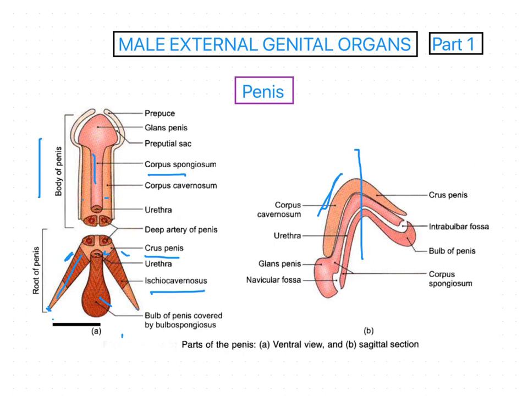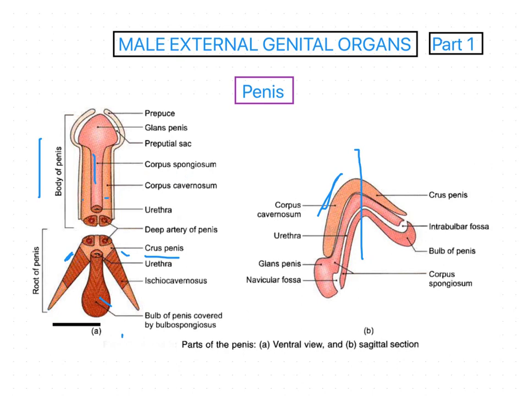So this one, the body of the penis is a cylindrical and pendulous flaccid organ measuring 7.5 to 10 centimeters in length. When erect, it becomes rigid. The length and girth almost get doubled.